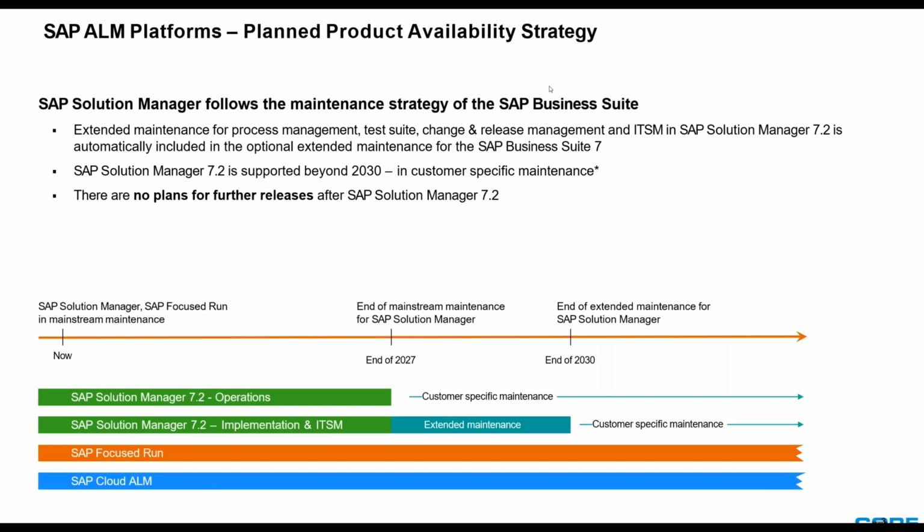Both SAP Focused Run and SAP Cloud ELM are the two tools that are supported as ALM tools from SAP past the end of 2027 and the end of 2030. Now, so, migrating some of the existing capabilities to alternative tools.